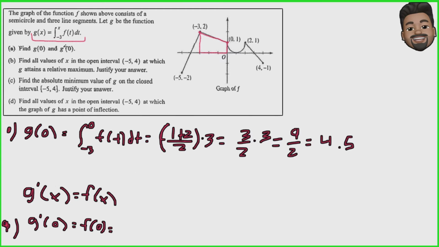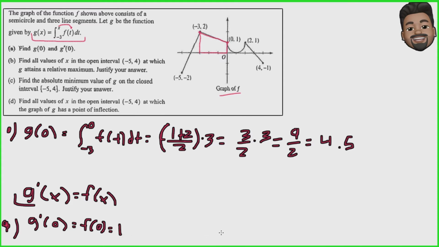It's asking for g prime of 0, so we need to show our work. I'm going to write g prime of x equals, well, we do the derivative and the antiderivative cancel, we plug in the x, so this becomes f of x. Now I'm going to plug in my 0. To find what g prime of 0 is, I'm going to look at f of 0. I'm given the graph of f, so I'm just going to look for the y value at 0. It's 1. There it is.